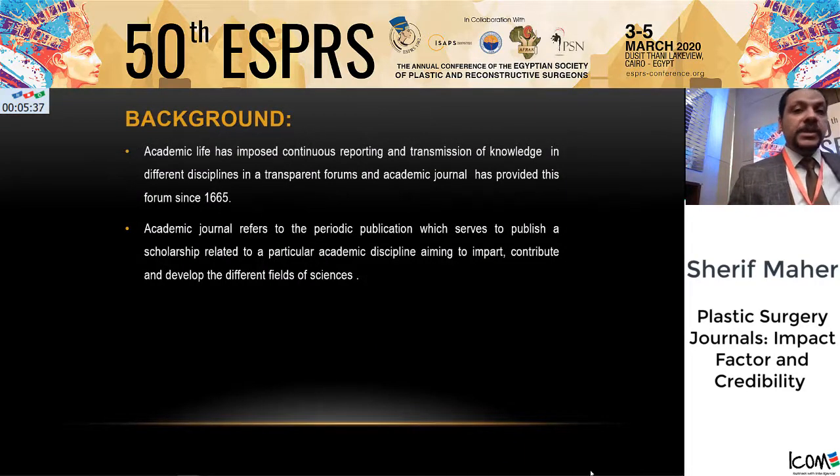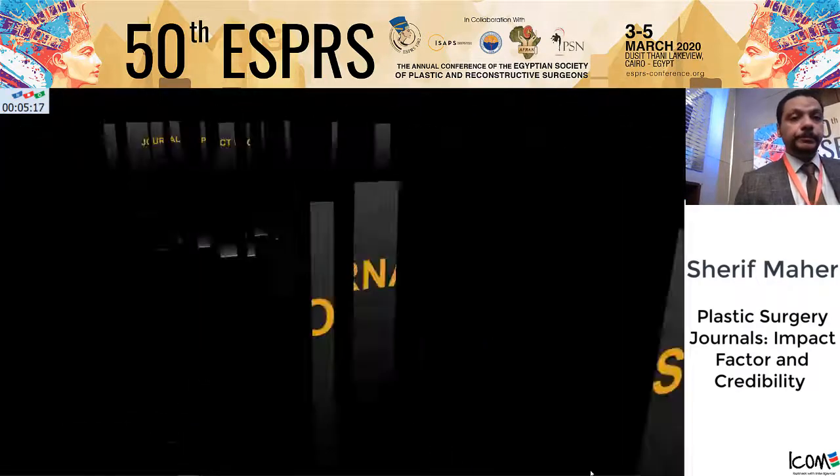Academic life has imposed continuous reporting and transmission of knowledge in different disciplines in a transparent form. Academic journals refer to periodic publications which serve to publish scholarship related to a particular academic discipline, aiming to impart, contribute to, and develop the different fields of science.